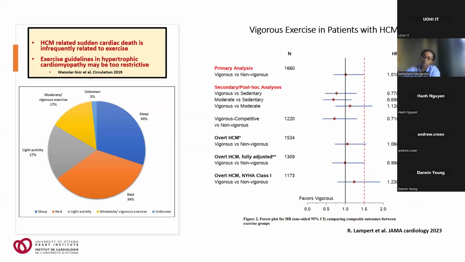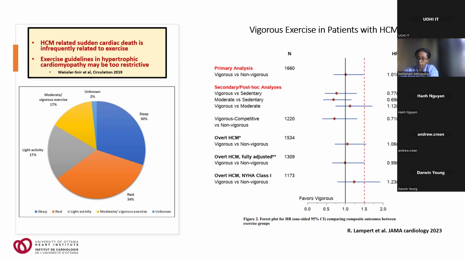Okay, so several large observational studies in recent years have shown that it's probably safer for patients with HCM to be engaged with exercise, including vigorous exercise. The LIVE-HCM trial presented last year at the ACC by Dr. Lampert and colleagues showed that individuals with HCM, including those who are genotype positive and phenotype negative, who are exercising vigorously, do not experience a higher rate of death or life-threatening arrhythmias than those exercising moderately or less.